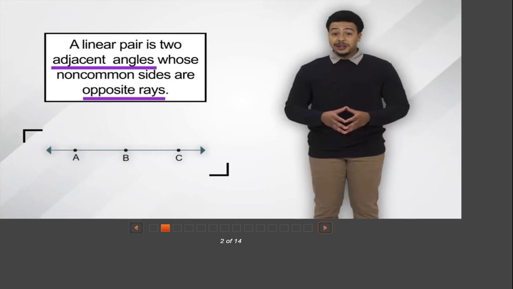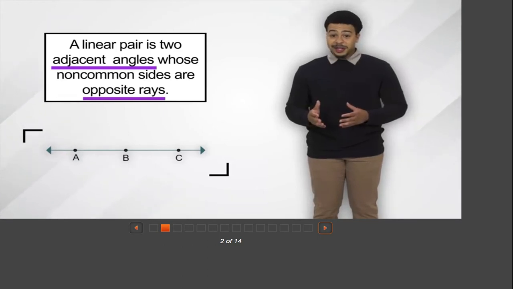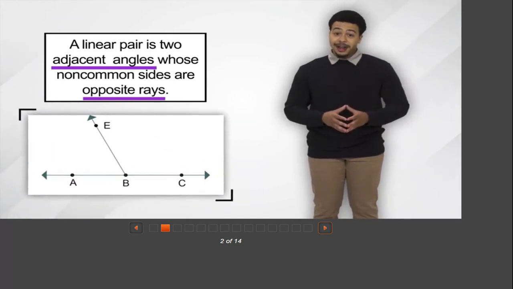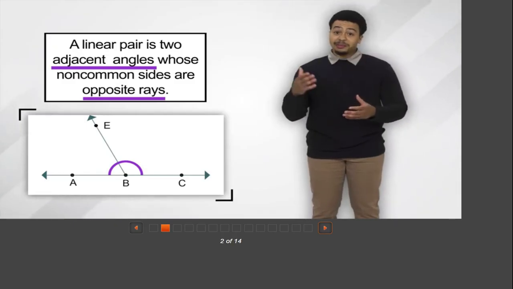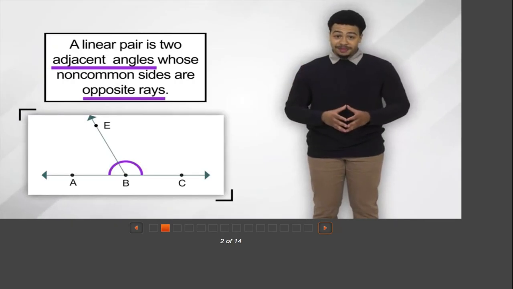If I wanted to make a linear pair here, what I'm going to need is another ray. Now, I only have two adjacent angles, ABE and EBC, and they form a linear pair because together they make up the straight angle we started with.